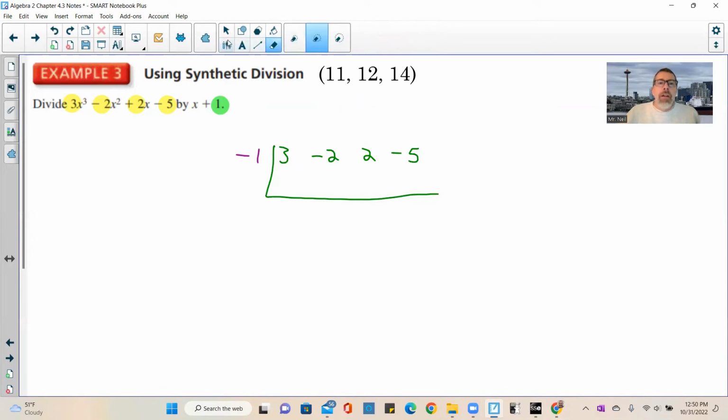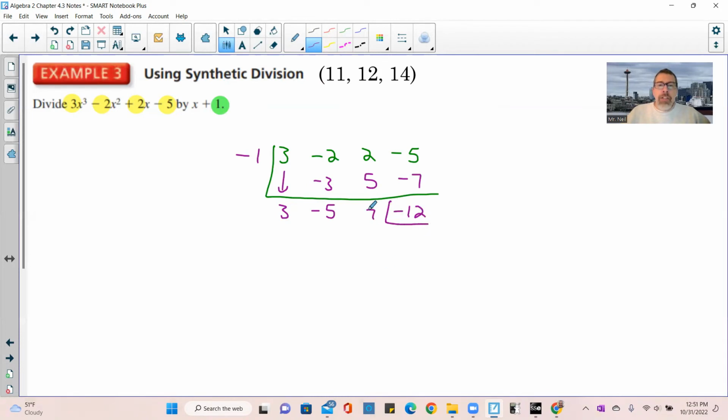Okay. All right, so we're going to bring down our first term. Boom. Multiply -1 times 3 and put the product underneath the next term. -2 plus a -3 is -5. -1 times a -5 is +5. 5 plus 2 is 7. -1 times 7 is -7. -5 plus a -7 is -12.